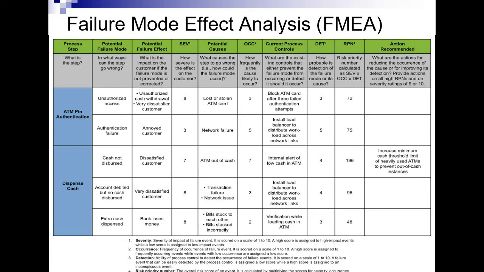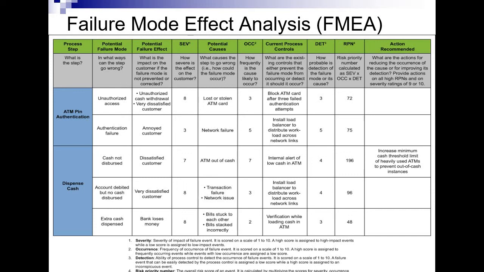Then the detection is how probable, or sorry, the current process controls. What are the existing controls that either prevent the failure mode from occurring or detect it should it occur. So block ATM card after 3 failed authentication attempts. So this is basically a part of POKA-YOKE or mistake proofing that the bank resorts to.